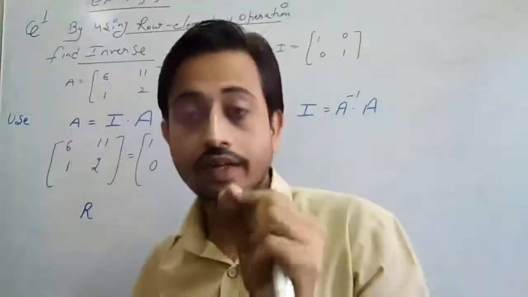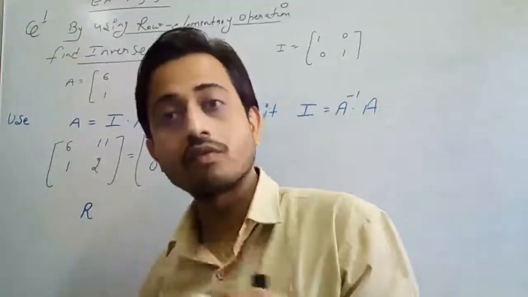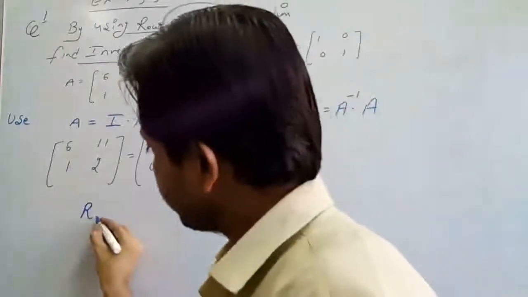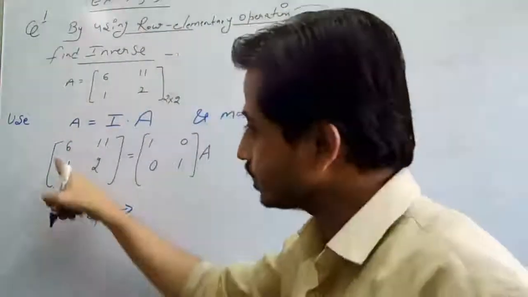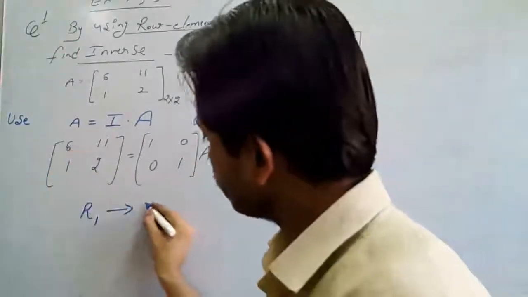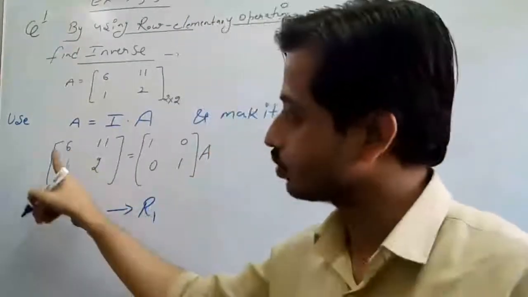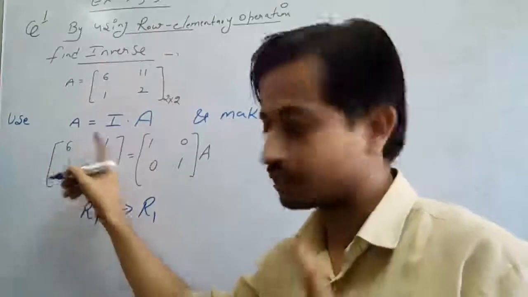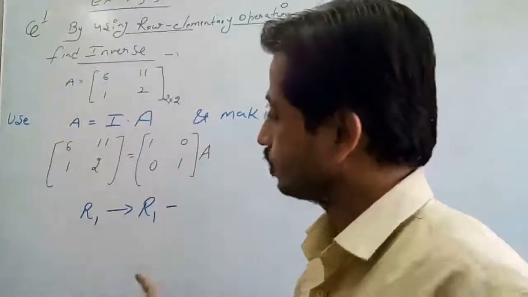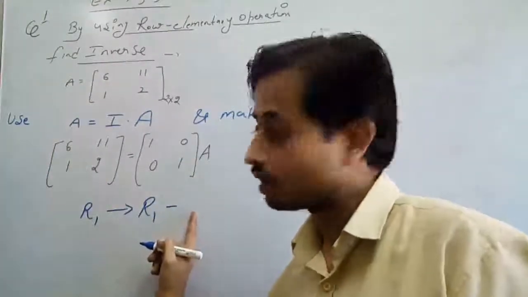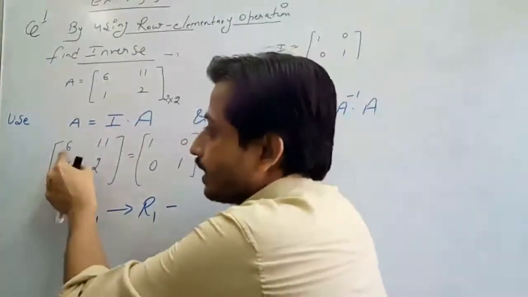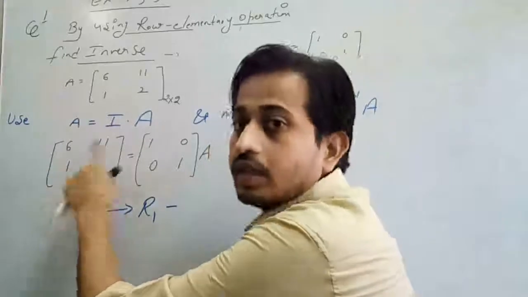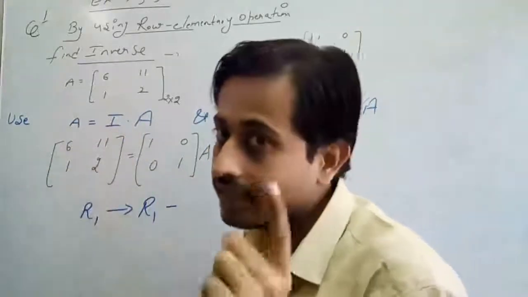Because we are going to take the first element, it means we have to change the first row. That's why I am applying the operation R1. What do we have to do? 6 minus 5. 6 we already have, so we write R1 because R1 has the element 6. Now we have to find 5. 5 can be obtained if we multiply, because the corresponding element of 6 is 1. If we multiply it by 5, we get 5.